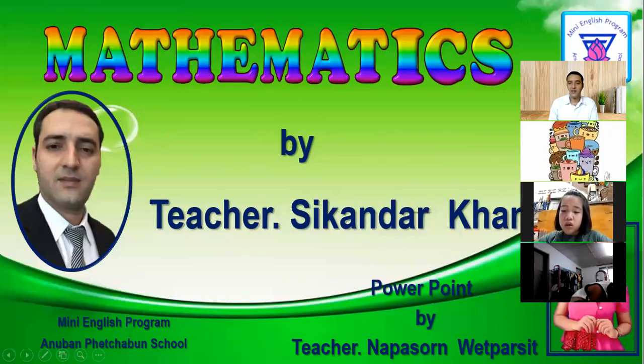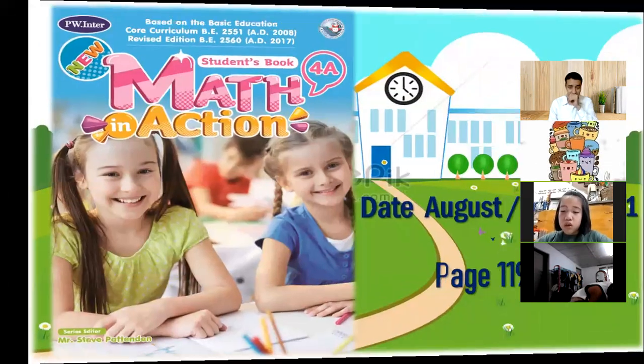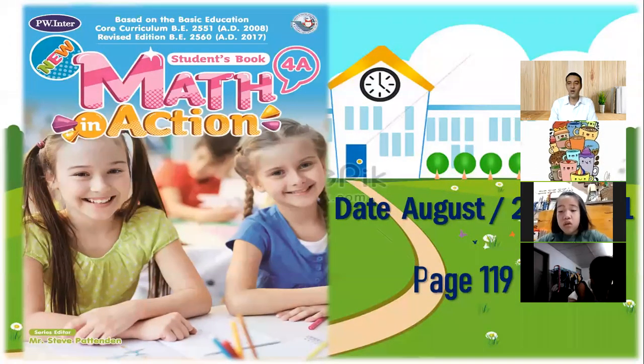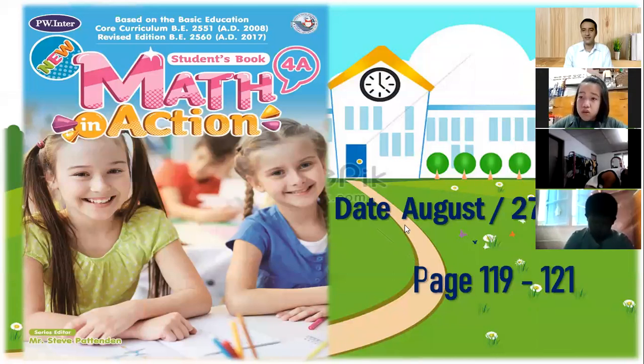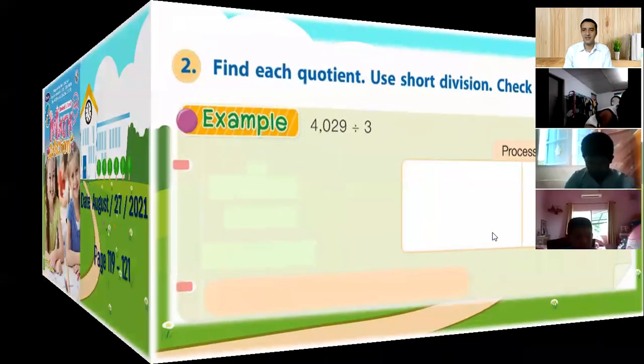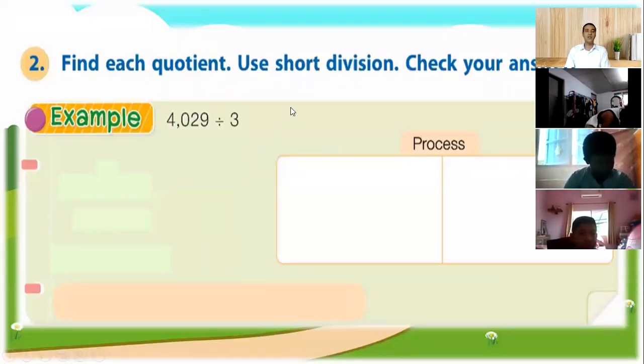Today we are going to learn page number 119. We are going to learn about finding the quotient using short division, and then checking the answer. We are going to check the answers as well.